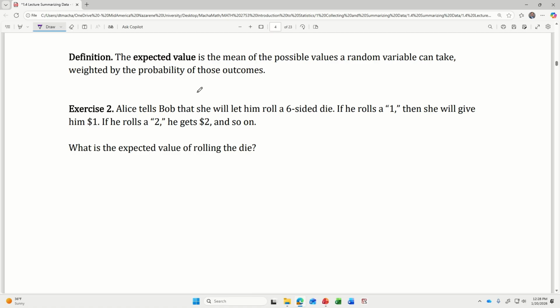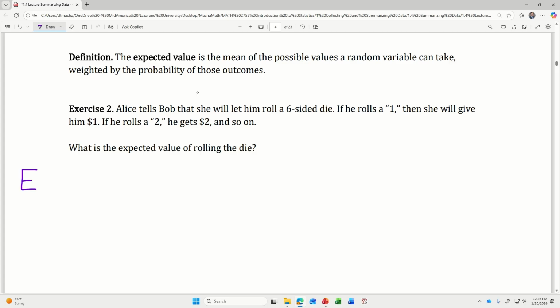The expected value is, like I said, the mean of the possible random values. Here's a different situation. Alice tells Bob that she will let him roll a 6-sided die. If he rolls a 1, she's going to give him $1. If he rolls a 2, she's going to give him $2. If he rolls a 3, he gets $3, and so on. What's the expected value?